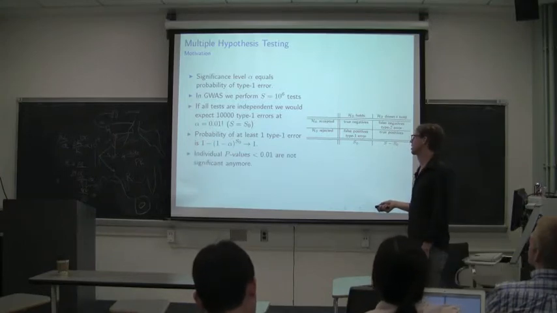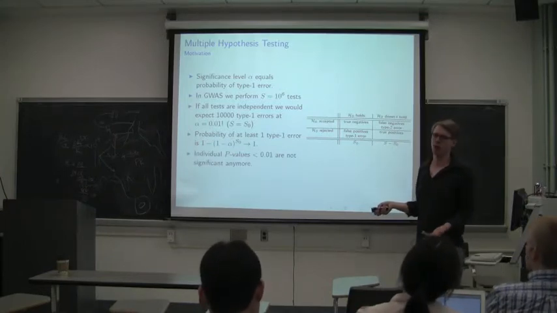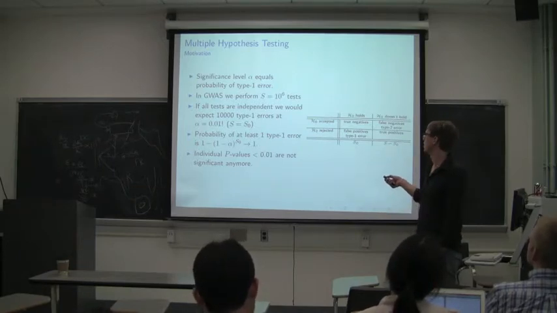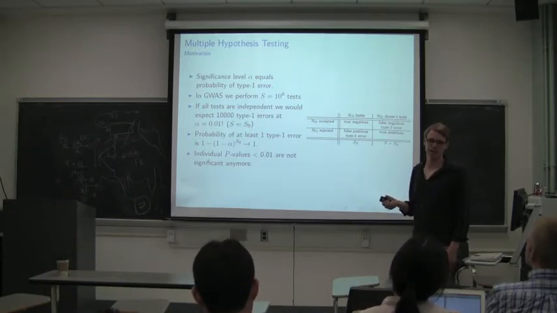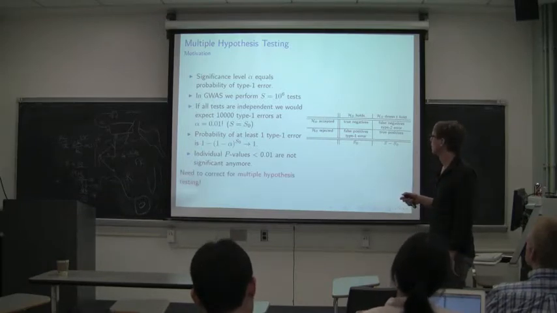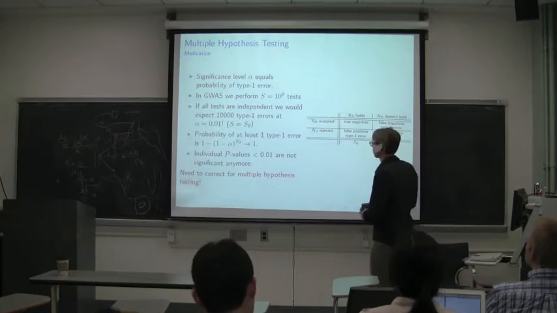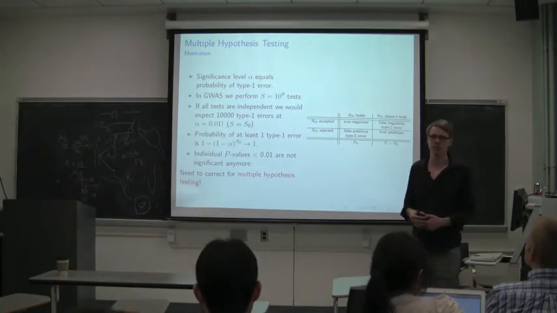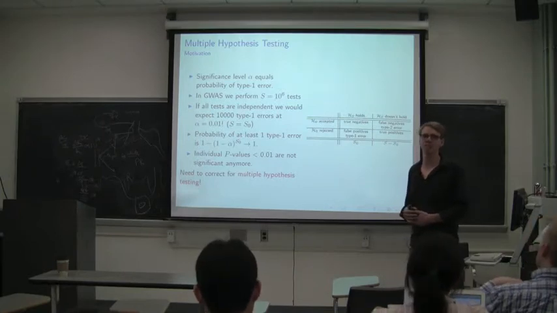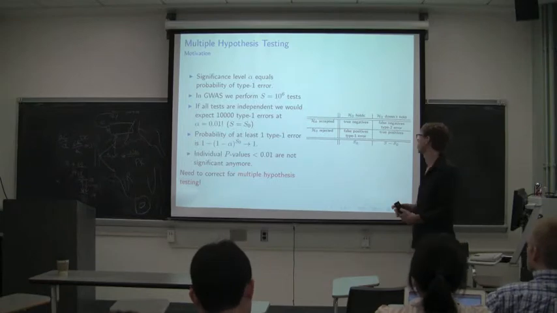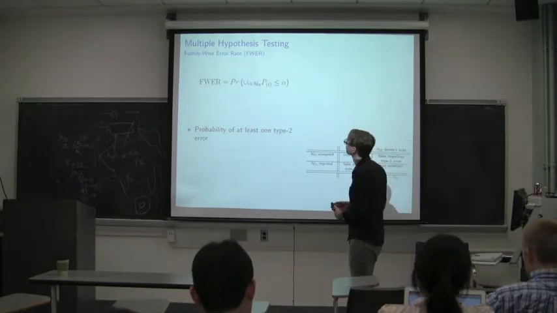So what this means is that individual p-values of 0.01 have no meaning anymore once we do so many tests. This is a scenario that we call multiple hypothesis testing. It just means if you test often enough, you will find something just by chance. So we need to take that into account.